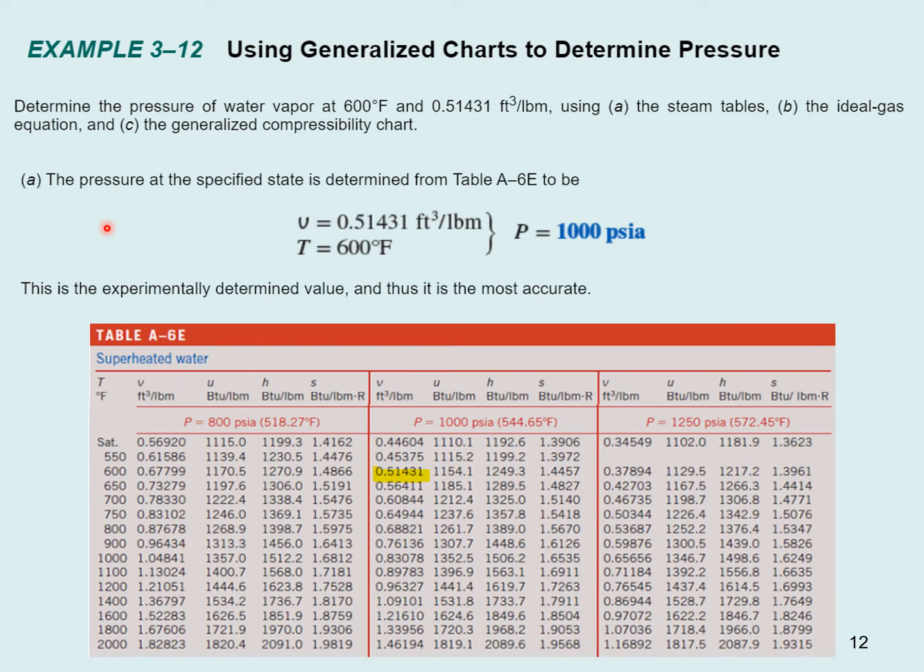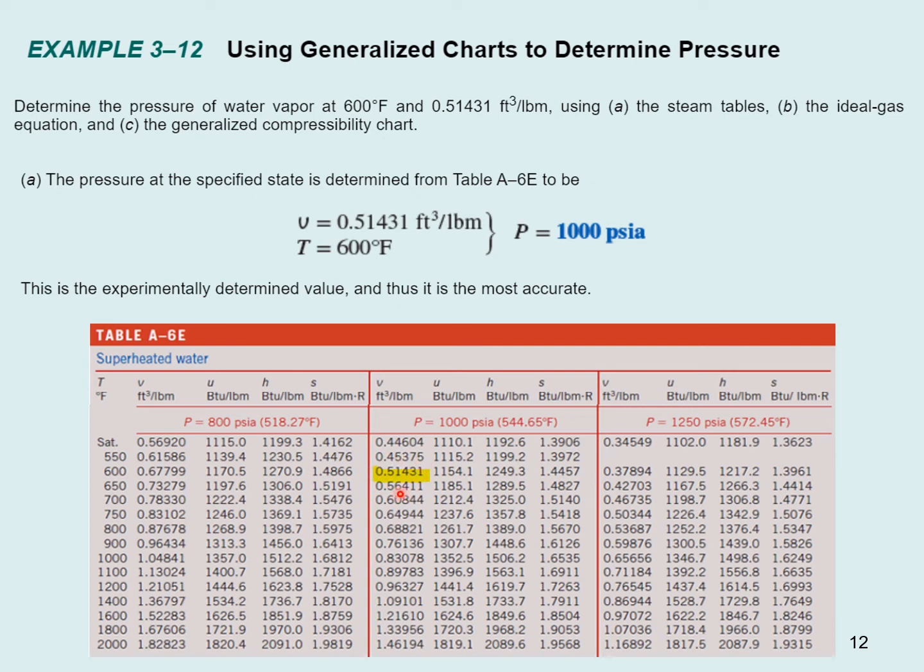So let's do part A using the steam tables. Here we can look in table A-6E. We have to do it kind of backwards, and I've clipped a part of this. What we're given is the specific volume and the temperature. So we have to look down through the specific volume column and try to find the value that's closest to the specific volume that we have. And fortunately, we found one that's exactly equal.